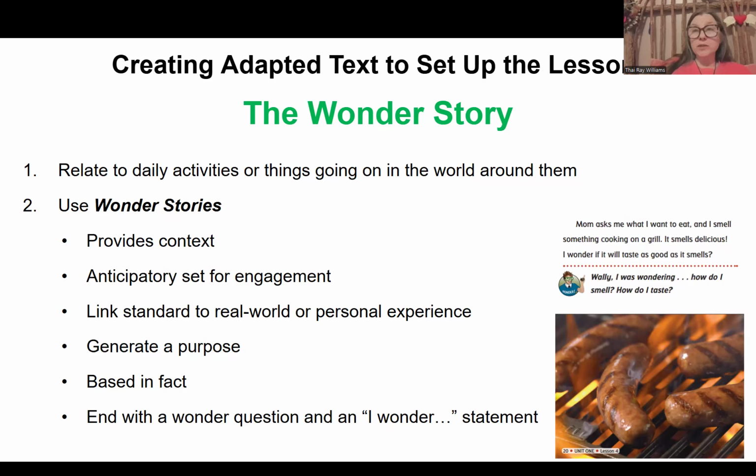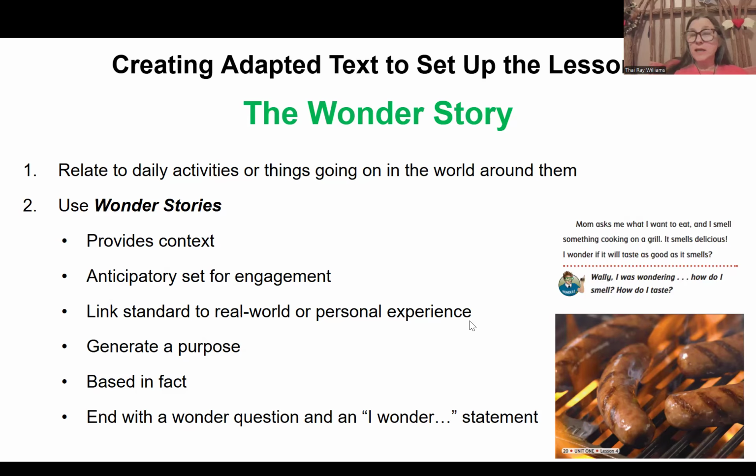And what they really do is they provide context for your lesson. And it's what is called an anticipatory set for engagement. And if you're not familiar with that term, anticipatory set, it is an activity that draws the student into your lesson. Some people call it a hook. It's something, again, that's going to grab their attention, that's going to get them invested in your lesson and get them more engaged because it's going to pique their interest.